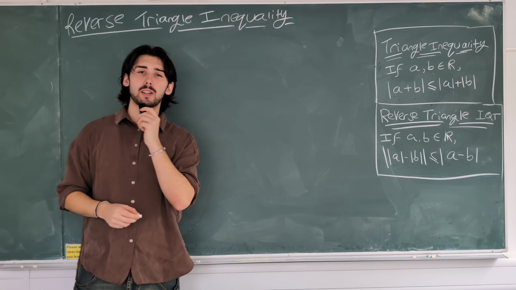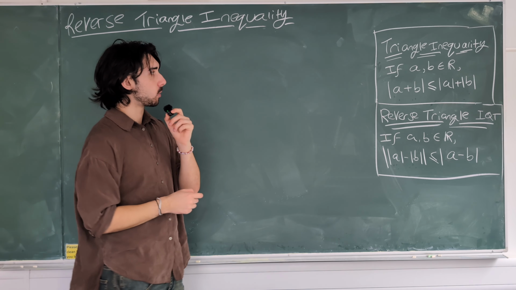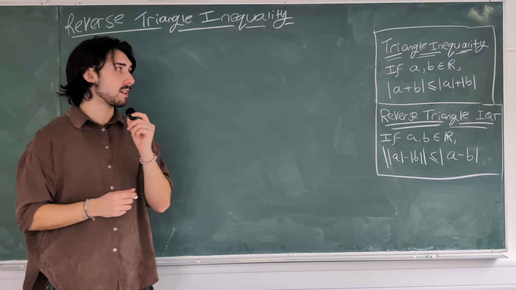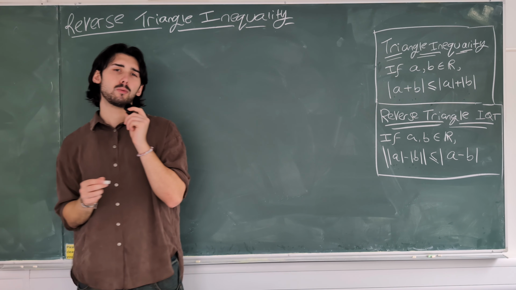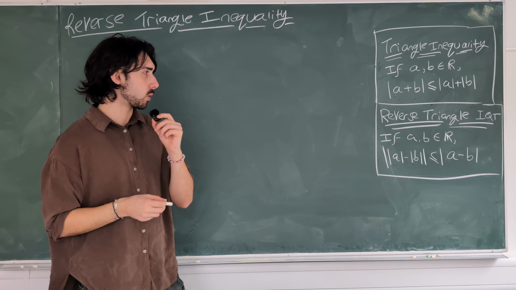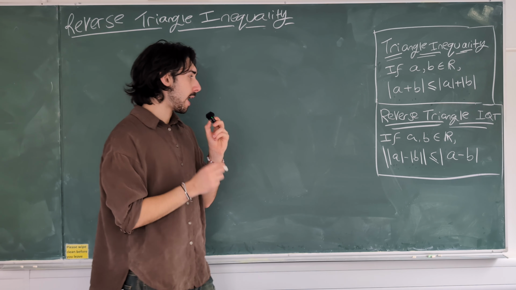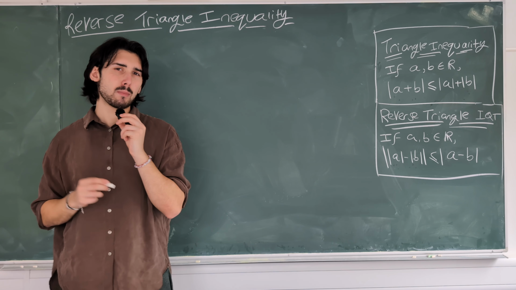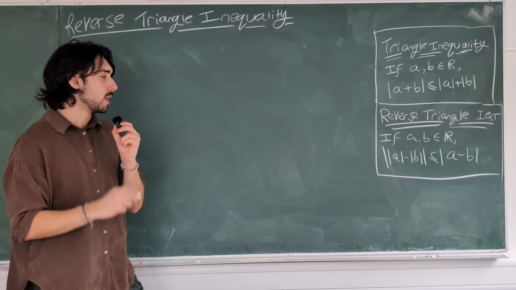In this video we're looking at the reverse triangle inequality. Remember, the original triangle inequality says that for real numbers a and b, the absolute value of a plus b is less than or equal to the absolute value of a plus the absolute value of b. The reverse triangle inequality says the following. For real numbers a and b, the absolute value of a minus the absolute value of b is less than or equal to the absolute value of a minus b.